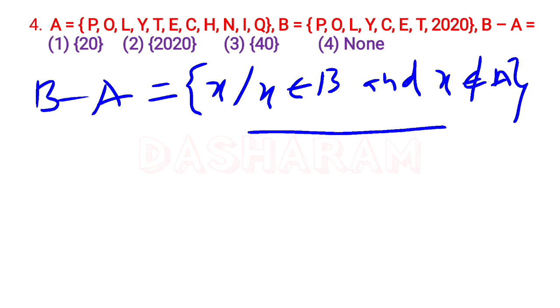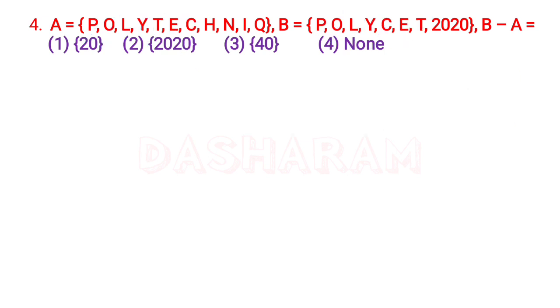So let us cancel: p cancel, o cancel, l cancel, y cancel, c, next to it e, so e also cancels, next t, then 2020 is not cancelling. Now write the remaining elements from the B set. So what is the remaining element? 2020 is the remaining element, so option 2 is correct.